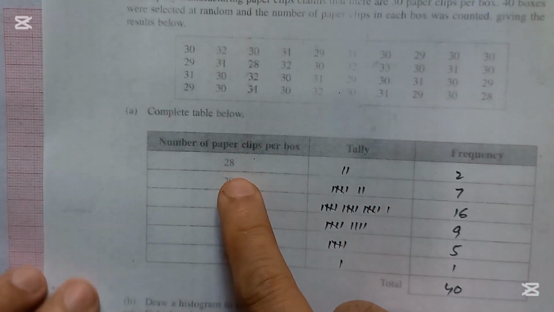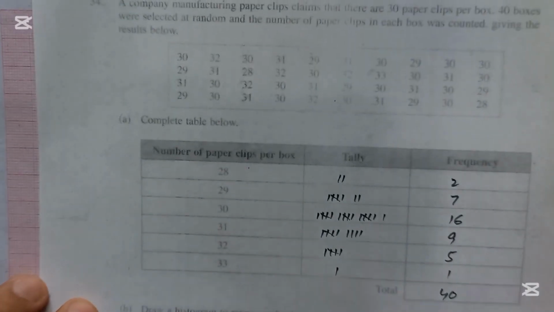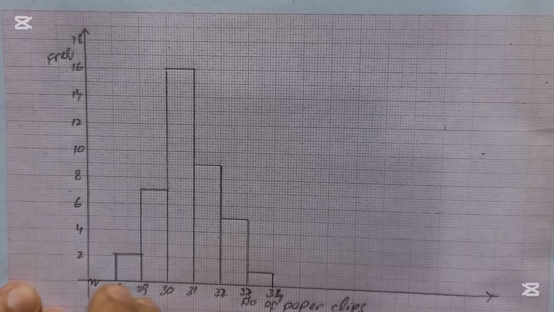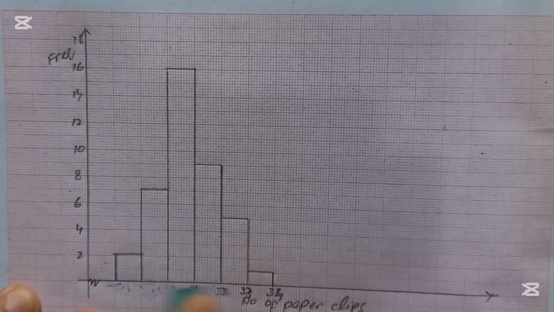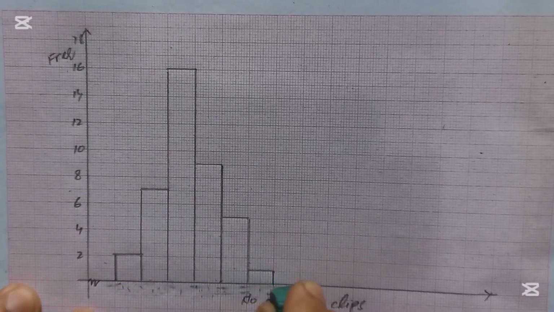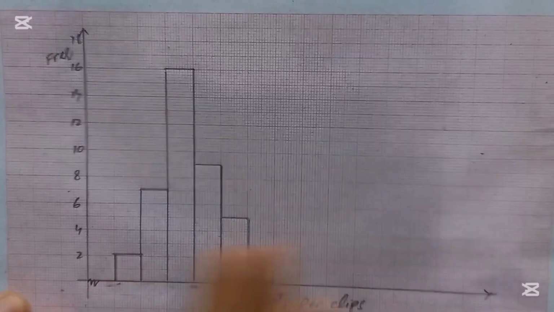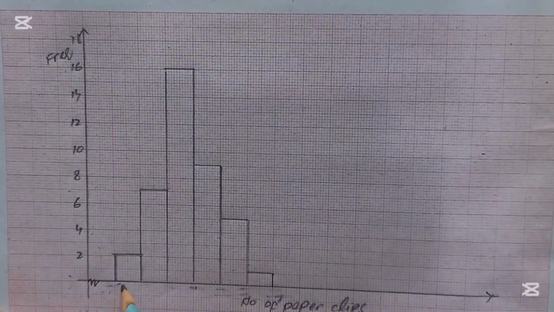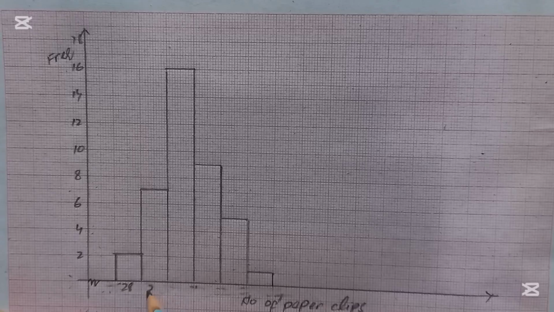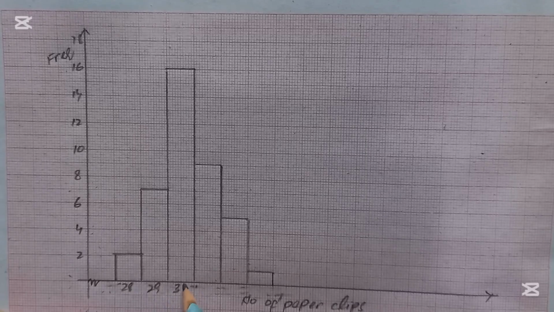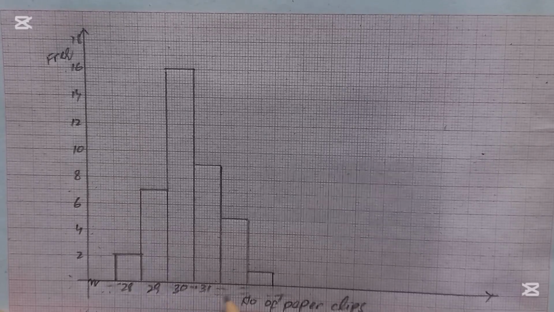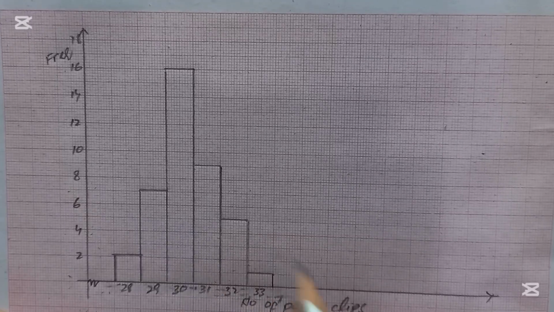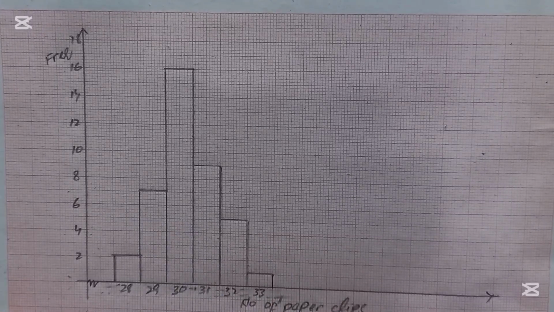And here are the paper clips, that is from 28 to 33. Actually, these are wrongly written, so we will erase it now. And so this is 28's bar, this is 29, this is 30, this is 31, this is 32, and this is 33. So this is the histogram.